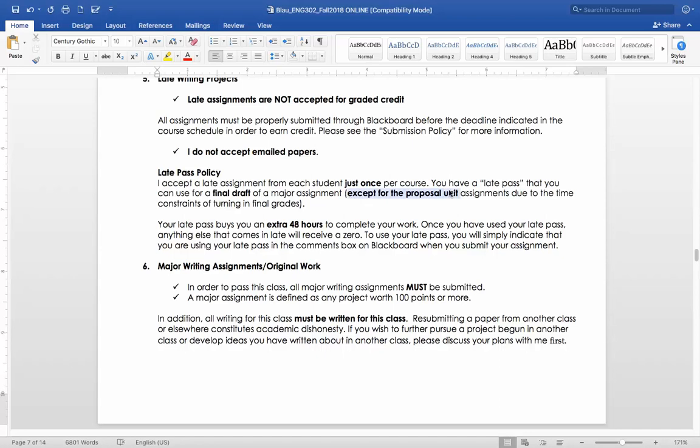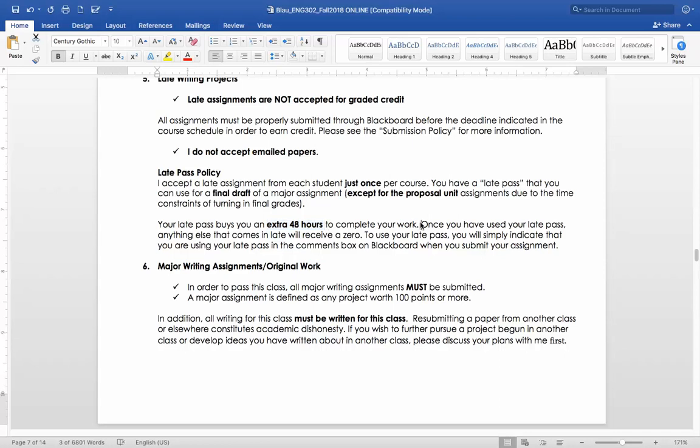This excludes the proposal unit because it's the end of the semester and it's just really tight with grading. So any of the other final drafts of big assignments you can turn in 48 hours late, and nothing bad will happen. It won't affect your grades or anything like that.